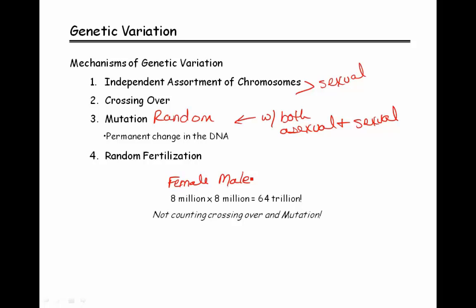And if you keep in mind that some insects, some very simple animals, they do produce thousands of offspring. Even those thousands of offspring are not reaching the 64 trillion number. So even though they're producing a whole bunch of offspring, it's still very, very unlikely that any of those offspring are going to be identical to each other.